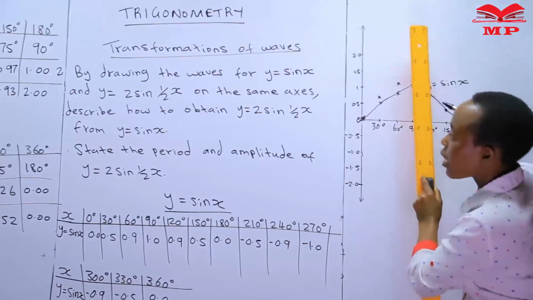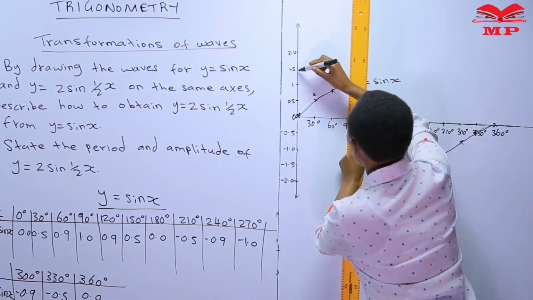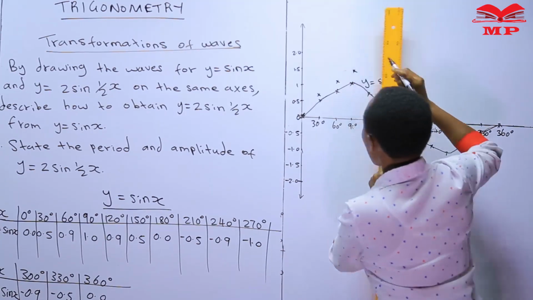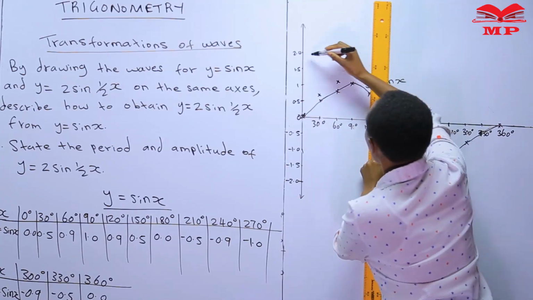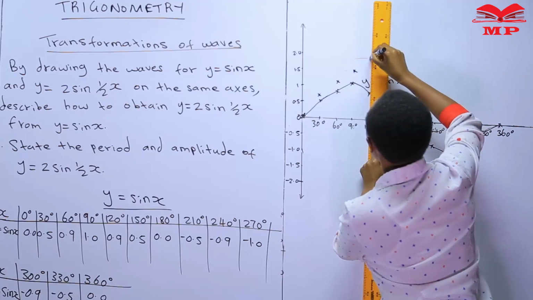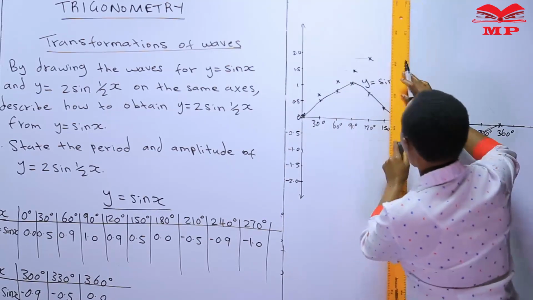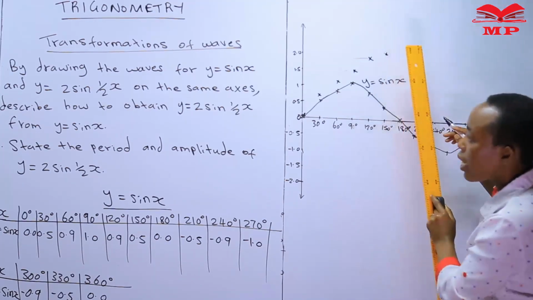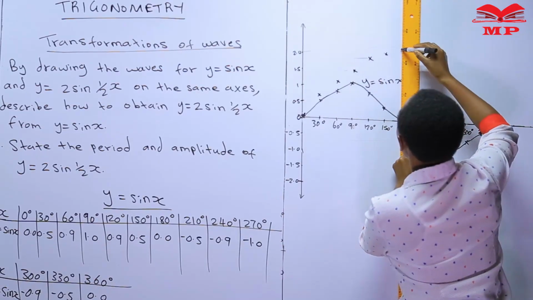Then with the 90 degrees we have 1.41. We move on to 1.41 at this point here. Then with the 120 degrees we have 1.8. We are moving close to 2. We have it that way. Then at 150 degrees we have 1.93, somewhere there. Then we have 180, we have it at 2.